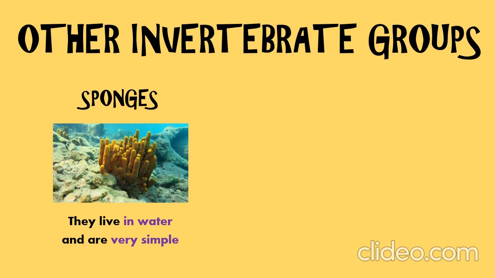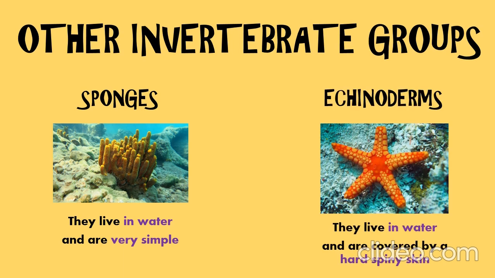If you remember when we talked about the sponges in class, we used to say that the sponges are like a potato animal because they are very simple. They haven't got either a circulatory system or a respiratory system, so the sponges are very simple. Then we've got the echinoderms. The echinoderms live in water and are covered by a hard spiny skin, like the starfish.